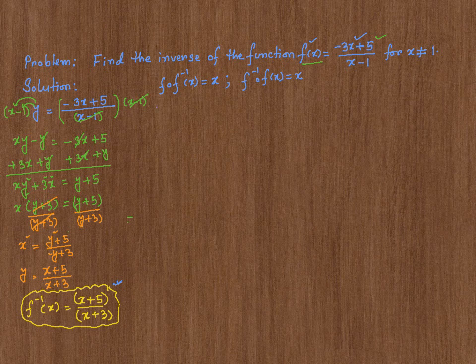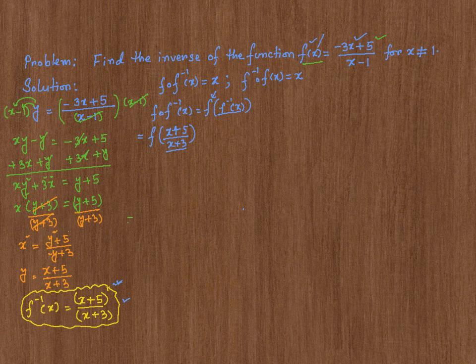By definition, f composed with f inverse of x is equal to f of f inverse of x. Keep in mind, this goes as an input to the function f. Now I know what is my f inverse, which I found right here. It is x plus 5 over x plus 3. Now I need to think of this whole thing, x plus 5 over x plus 3, as a single unit that's going into the function f as an input.